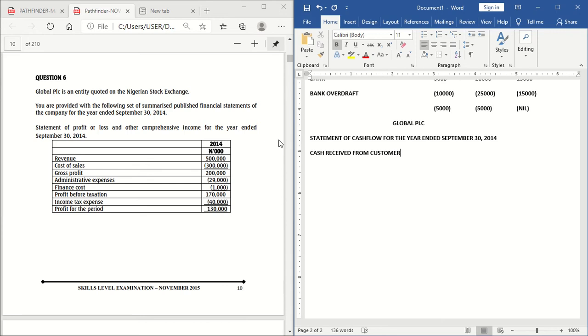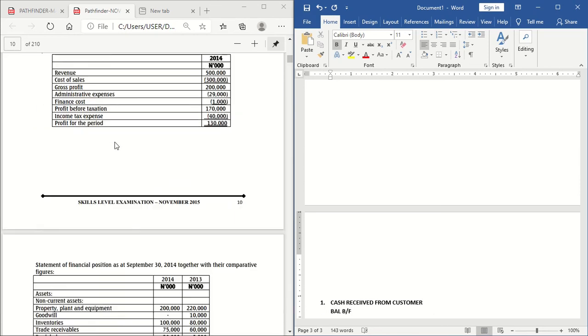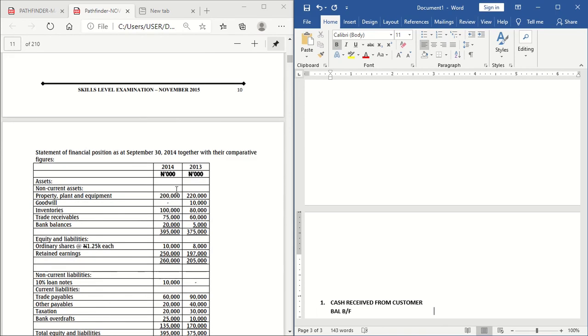So which means that I will definitely have a working note, an additional working note. Working note 1 here: cash received from customer. And don't forget, who are your customers? Your debtors. So for my debtors, balance brought forward, I will come here. For my receivables, that is 60,000. So I have 60,000.